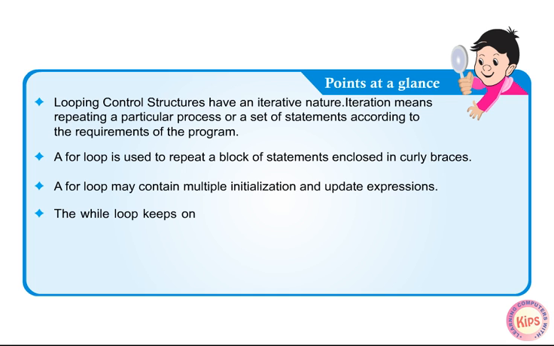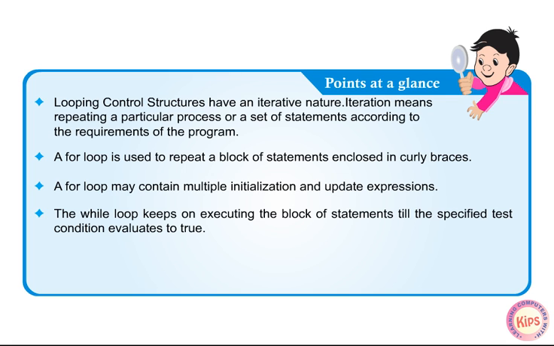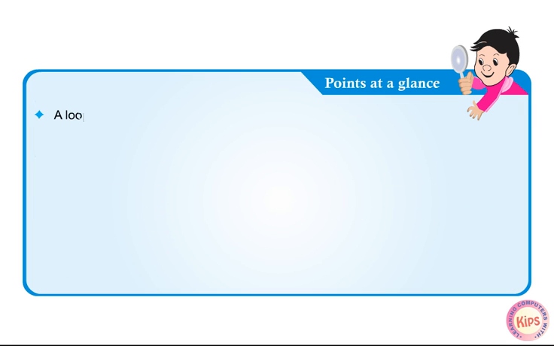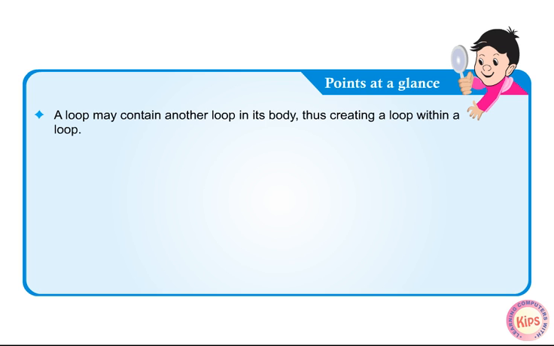The while loop keeps on executing the block of statements till the specified test condition evaluates to true. The do-while loop first executes the block of statements and then checks the condition. A loop may contain another loop in its body, thus creating a loop within a loop. This process is called a nested loop.